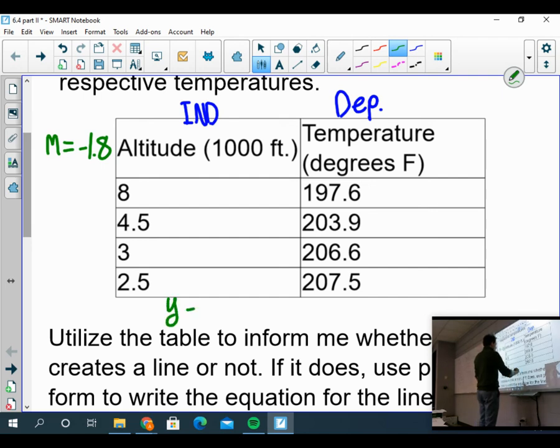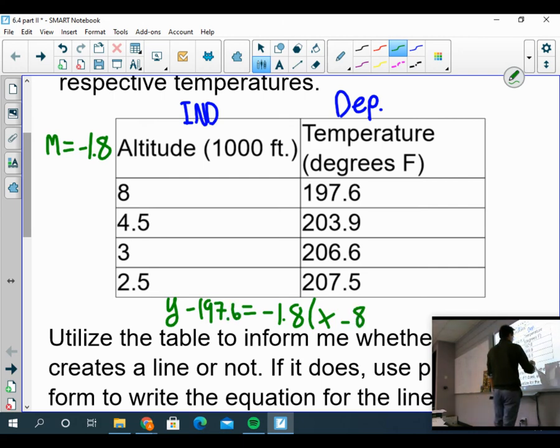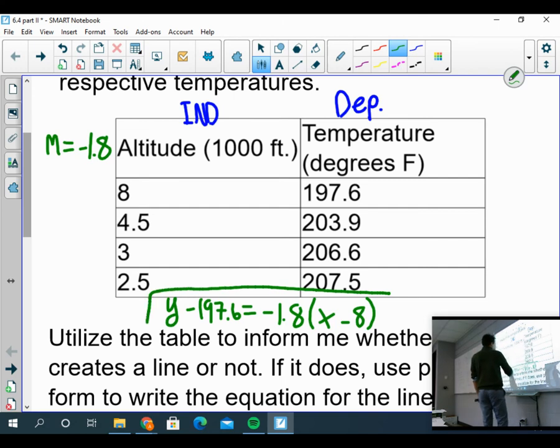Well, remember, y minus, pick a point, put in your slope, x minus, pick another point. I will do y minus 197.6, and x minus 8, this will be my equation of my line.